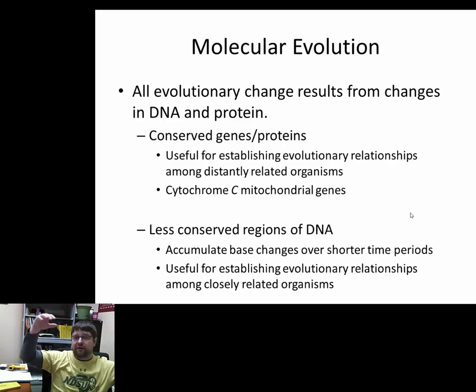So that we can look at the domains, we can look at Eukarya and Archaea and Bacteria, and we can look at how the domains fit out, how the kingdoms fit out. But then if we're trying to figure out what's the difference between this species and this species, we want to look at the less conserved regions that have probably mutated in the last million years. And that will give us a relationship of how those organisms are related.